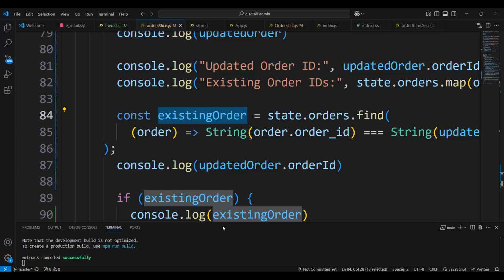But that order ID coming from the API is a string, and what is coming from the table is a number. So we have a situation where a number is compared to a string, and it is false. And there is no warning about that.